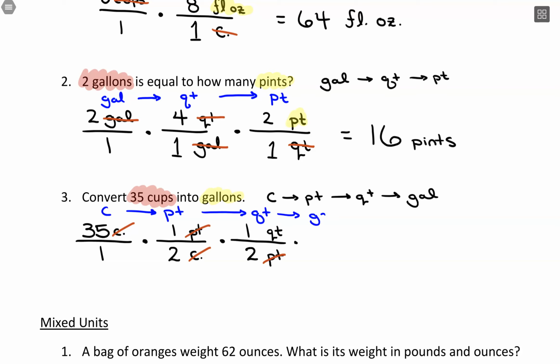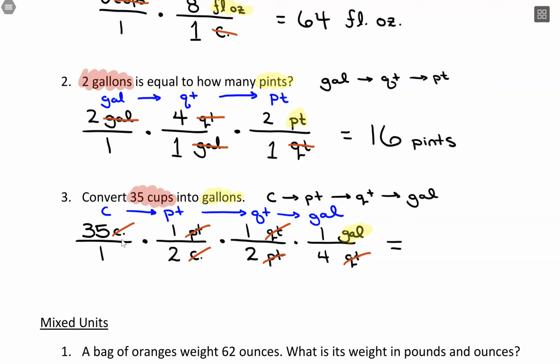And then finally change to gallons. So I want quarts to cancel out. I want to keep gallons. And as we saw up above there, 4 quarts is equal to 1 gallon. And with that, quarts will cancel out, so all we'll have left over is gallons. So all that work, we'll get gallons out.